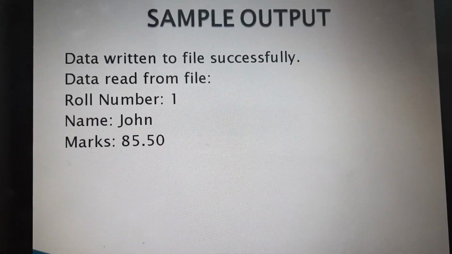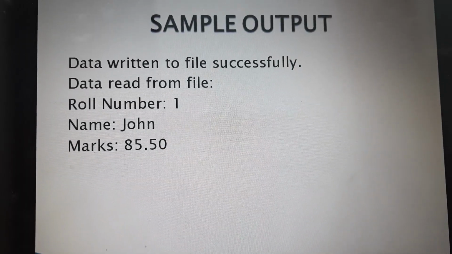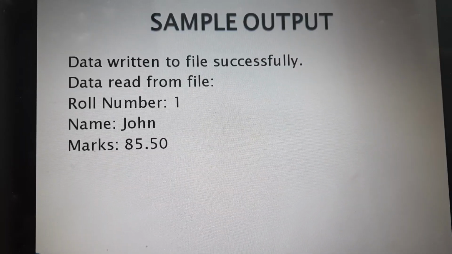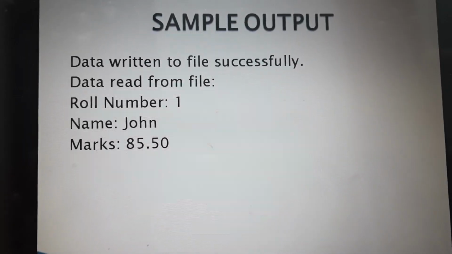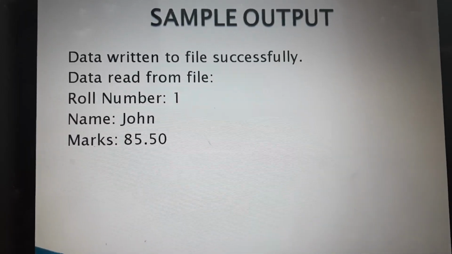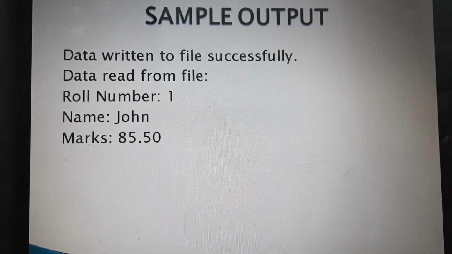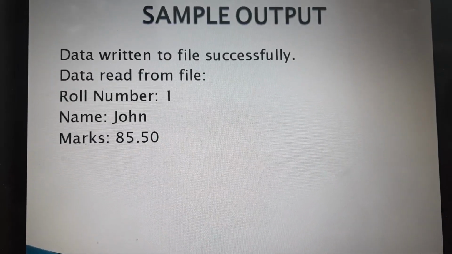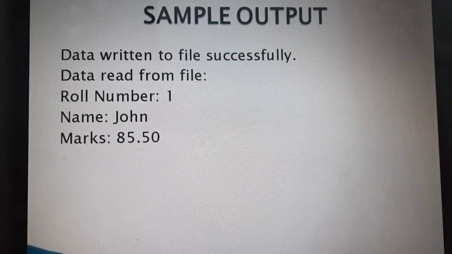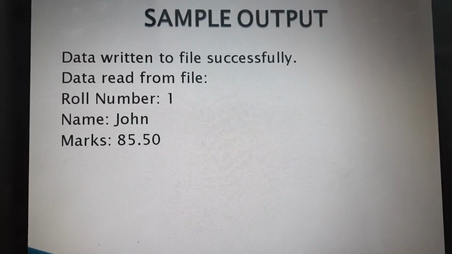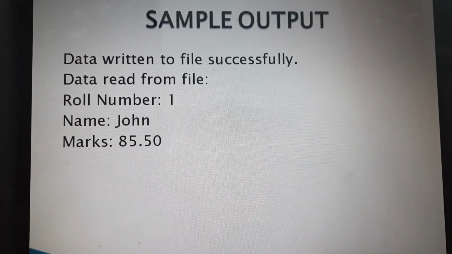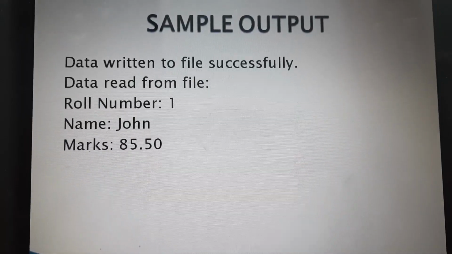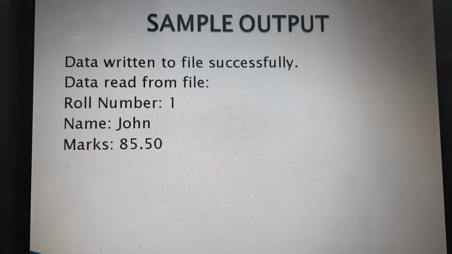Here I have specified the sample output: data written to file successfully, data read from file, roll number 1, name John, marks 85.50. These are all the data that we have given in the object called student1, but we have received this set of data from the object student2. So we have read from student1 and written to student2. That student2 object has been displayed as output here. That's all of the binary program.